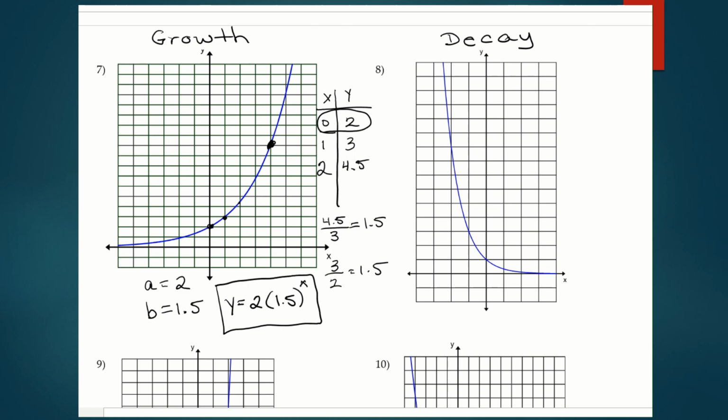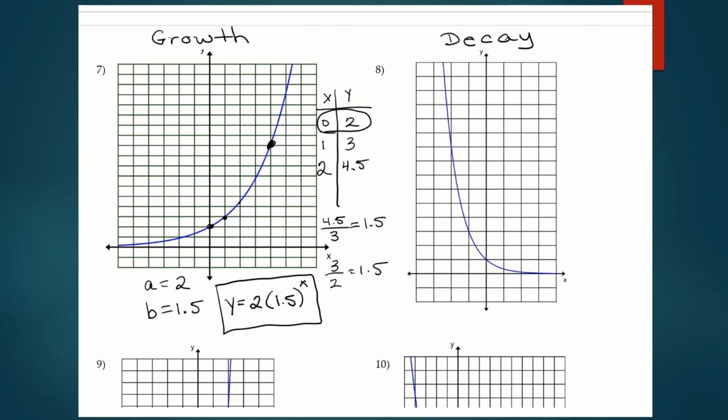Looking at number 8. Oh, sorry, just one quick thing before I jump there. So notice how when we labeled this as a growth, in order for us to verify that our answer and our thinking is correct, take a look at that B value. Notice how your B value is greater than 1. When that's the case, we do have an increasing graph, and an increasing graph does represent a growth. A B value greater than 1 is a growth. So our equation looks pretty good based on those facts.